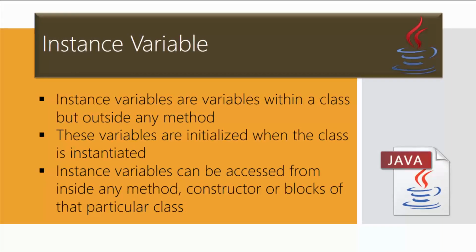The instance variables are variables within a class, but they're outside any method, right? So keep that in mind. These variables are initialized when the class is instantiated, and they can be accessed from any method, constructor, or blocks of that particular class.